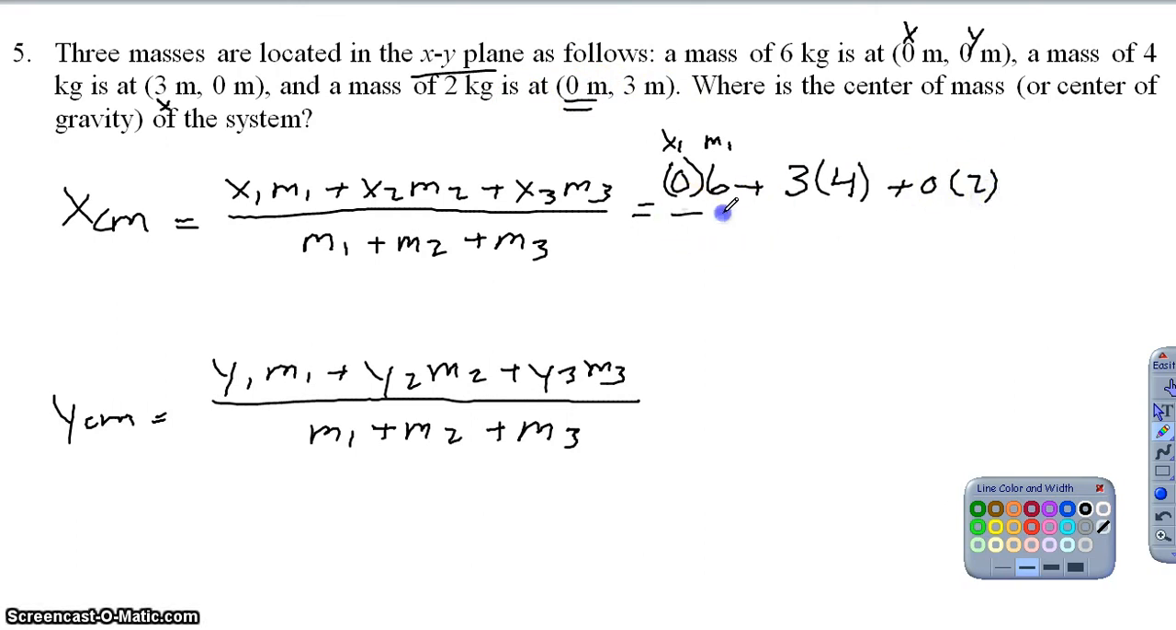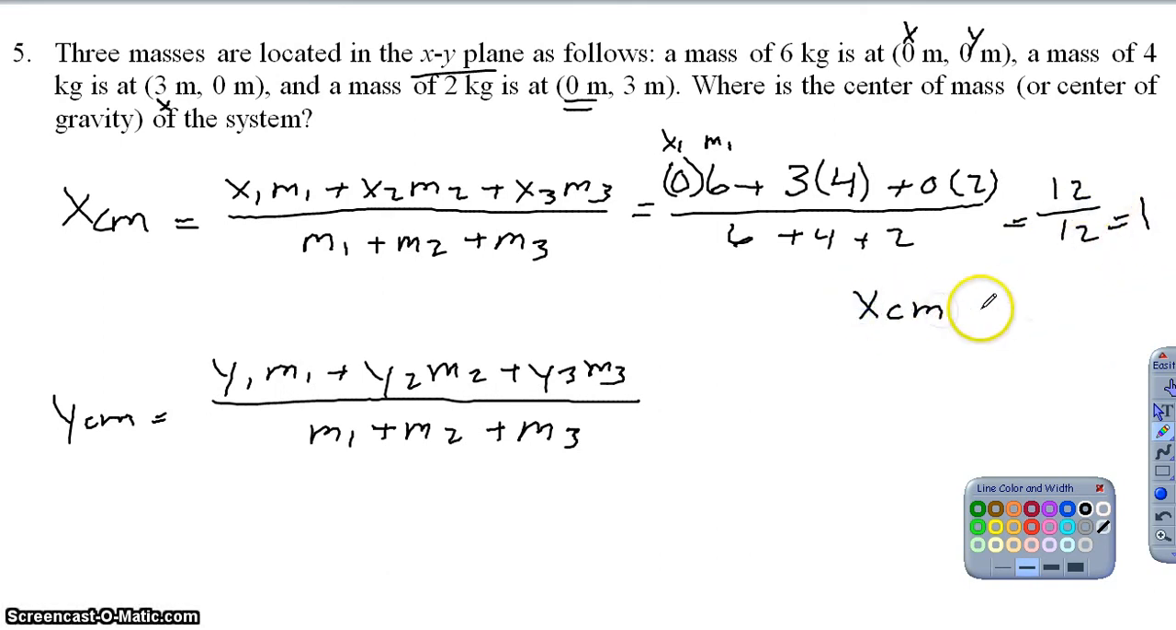Then I take that over the mass of the entire system, so 6 plus 4 plus 2. As I calculate my center of mass, hopefully you agree it's not too bad here. It ends up being 12 over 12, and I end up with 1. So what that tells me is the position for my center of mass in the x direction is 1 meter away from the origin. My average x position, my center of mass for the x position, is at 1 meter. Then I do the same type of thing for y.